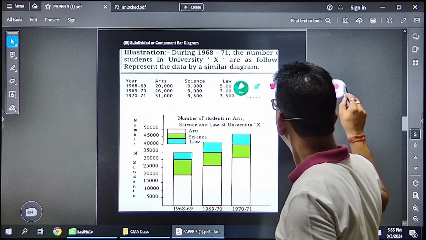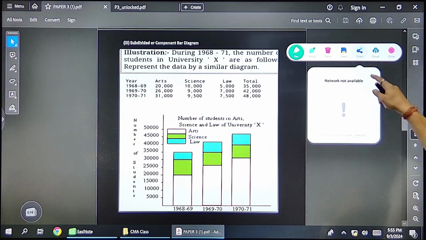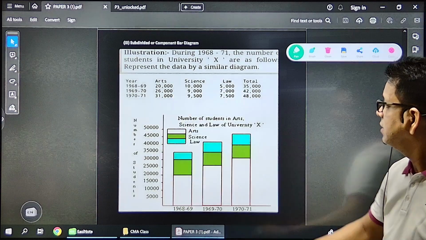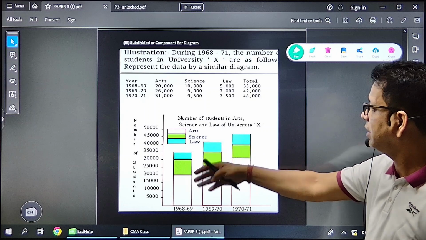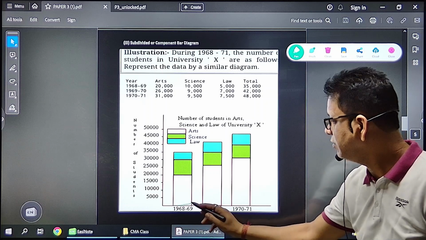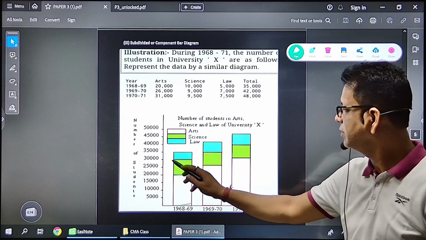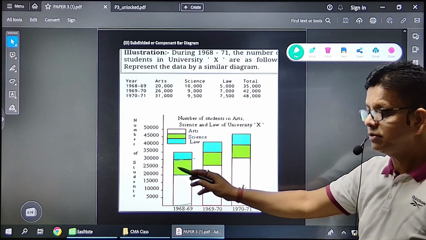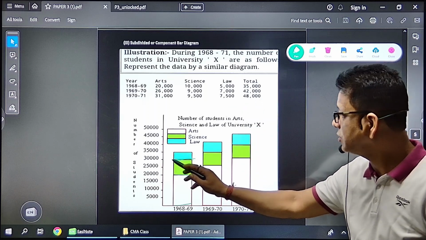Now, what we do is, the subjects are different, but the year, or the session, is the same. Since the year is the same, for each year, for 2 or 3 subjects, we mark them together. So look at this, 1968-69, the year in which arts had 20,000 students. Science, how many? 10,000. That means 20,000 plus 10,000, so it will go up to 30,000. Then in law, 5,000 more, so 30,000 to 35,000.